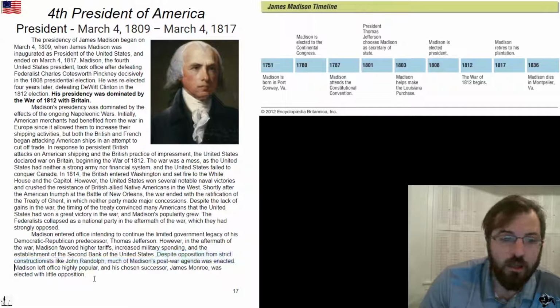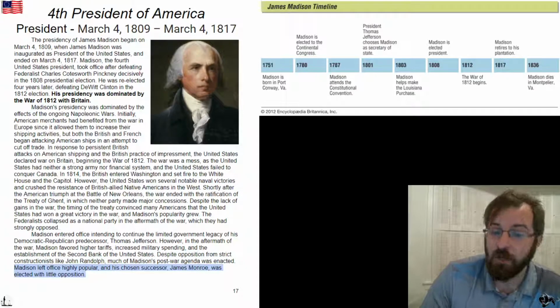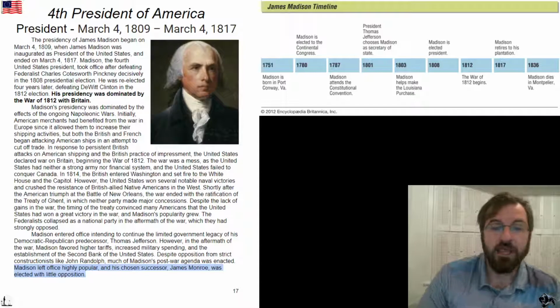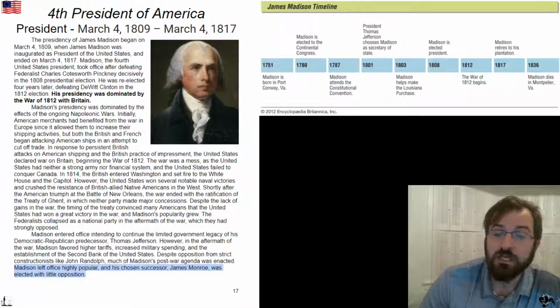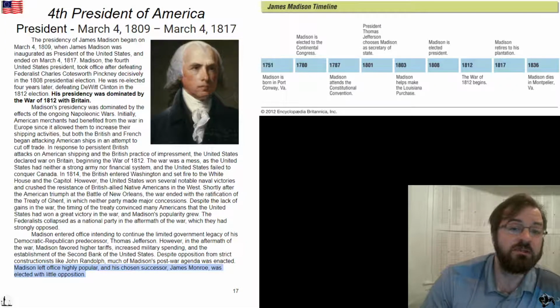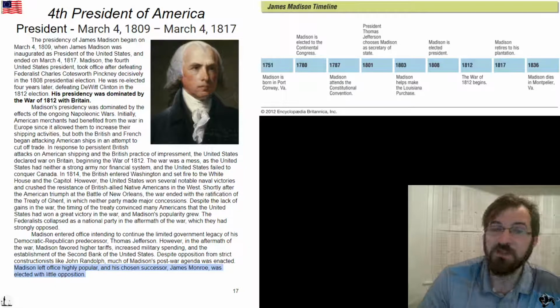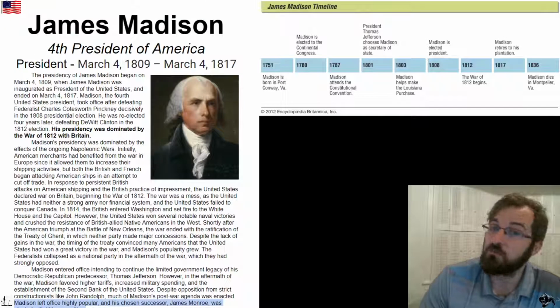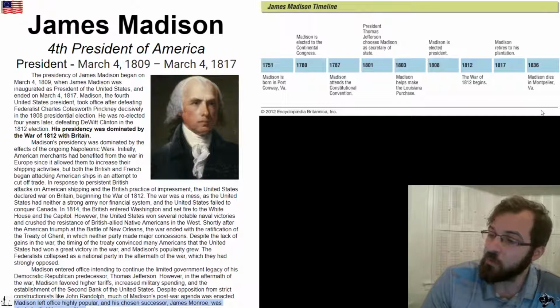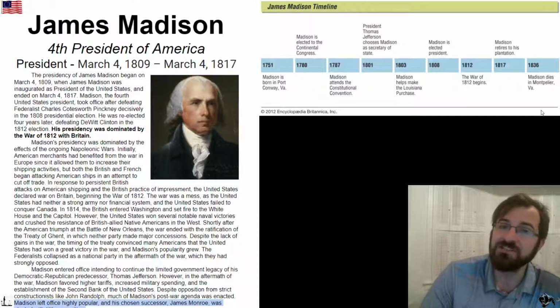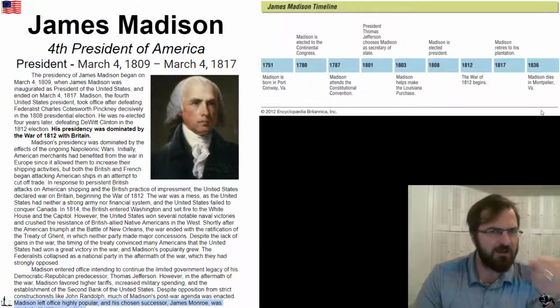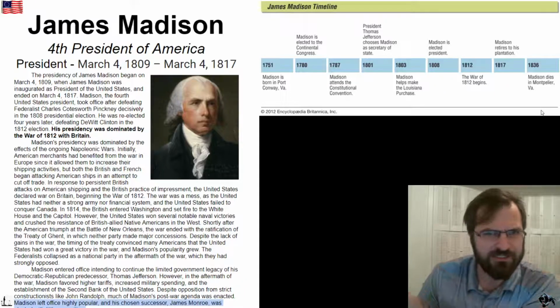Madison left the office highly popular because he won a war, and his chosen successor, James Monroe, was elected with very little opposition. So this is James Madison. He was our fourth president. He was president during the War of 1812, in which we didn't actually win much, but he got a lot of popularity out of beating the British a second time.